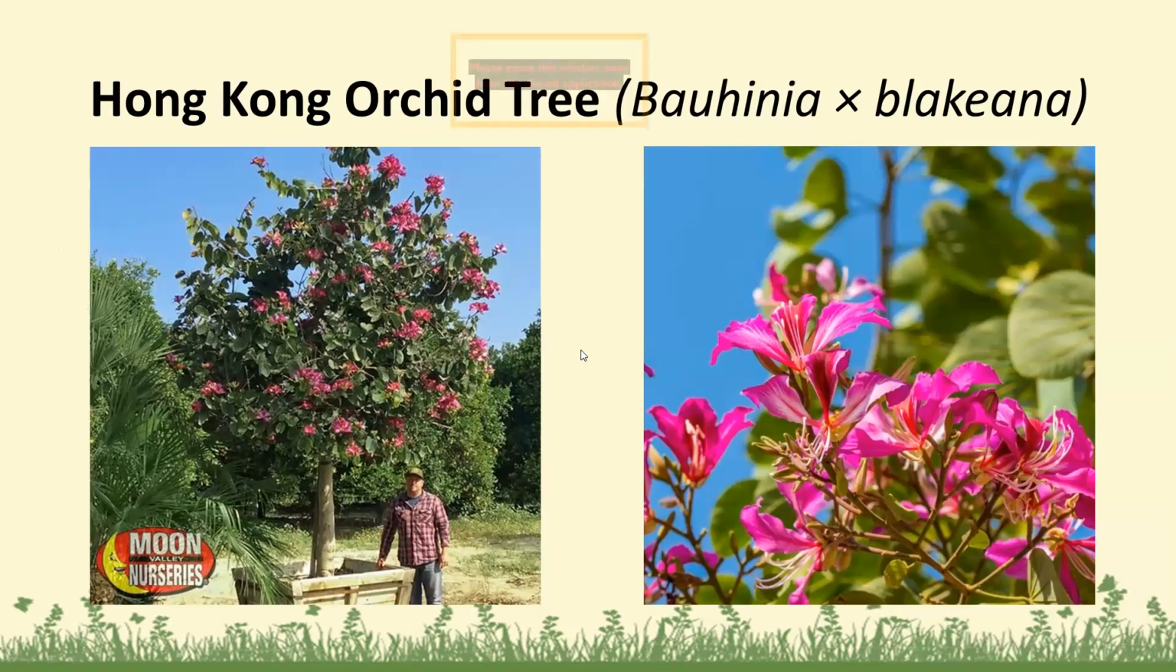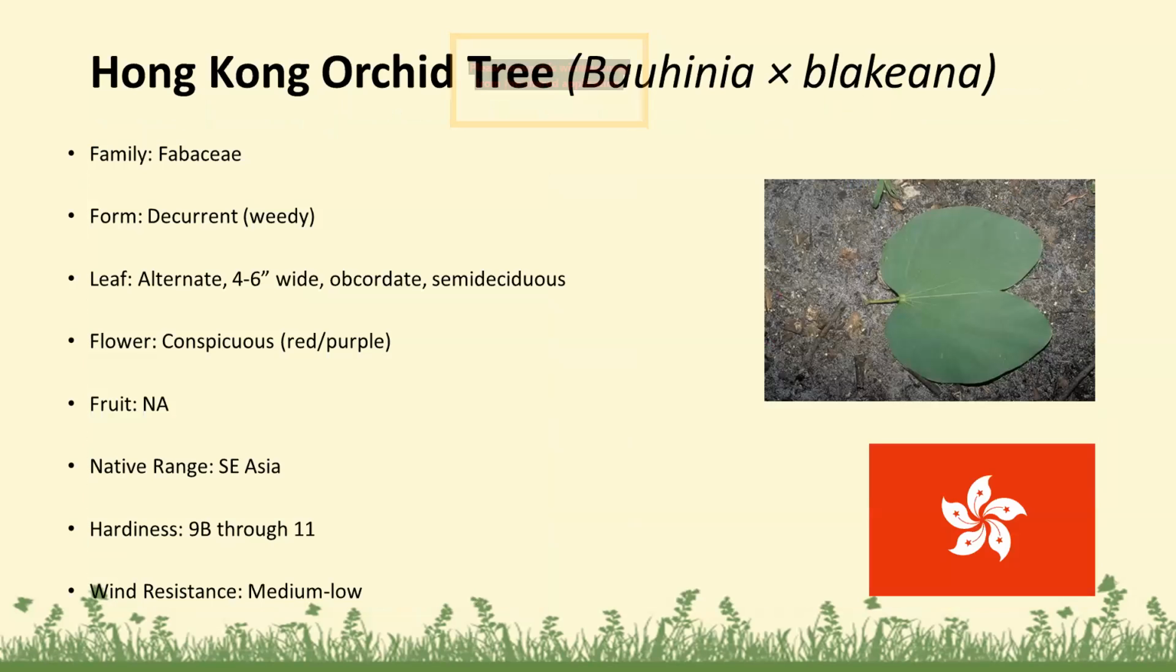Okay, another flowering tree, Hong Kong orchid tree. So this is one of my personal favorites. And I guess it's worth noting here that we are kind of on the edge with this one as well. But it is listed for 9B in terms of its hardiness, and I think that it's safe up to I-4 probably in terms of its planting.